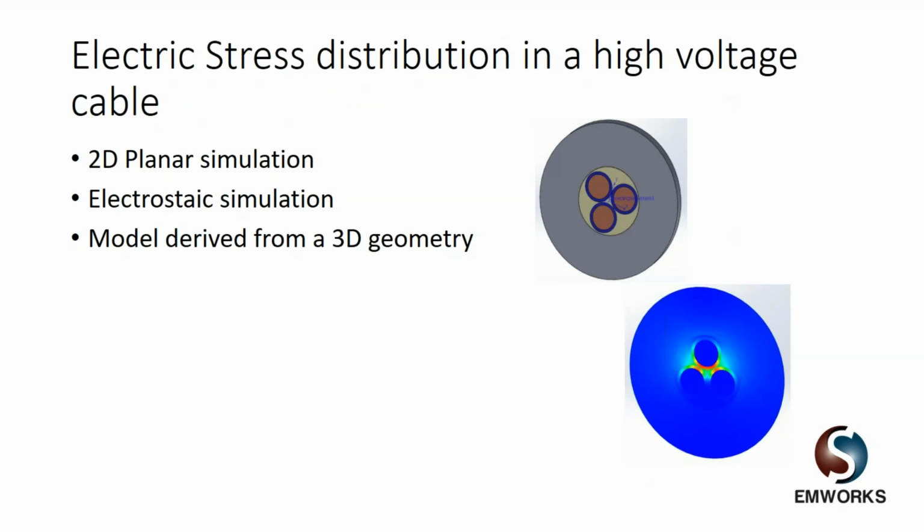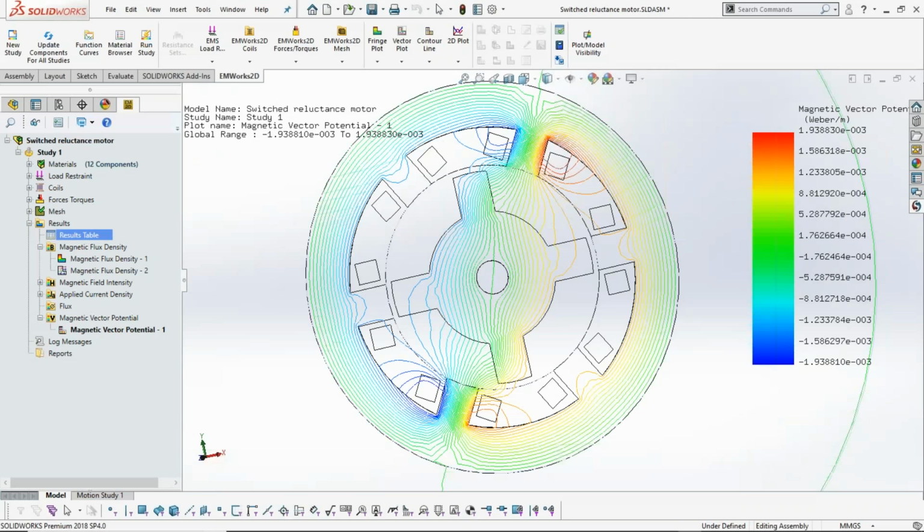Next, we will move on to an electric problem. This is a 3-phase cable. It's a high voltage cable, and we are going to do an electrostatic simulation on a 2D XY planar type of geometry, just like the previous example of the switch reluctance motor. But again, we will derive this 2D geometry from an existing 3D geometry. The objective of this particular simulation is to find out what the electric stresses in the model are and highlight the areas where the electric stresses are maximum.